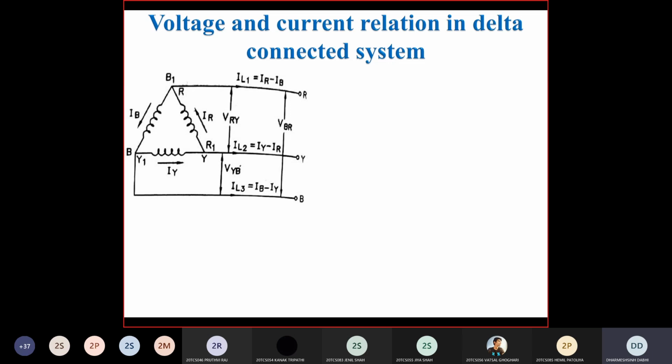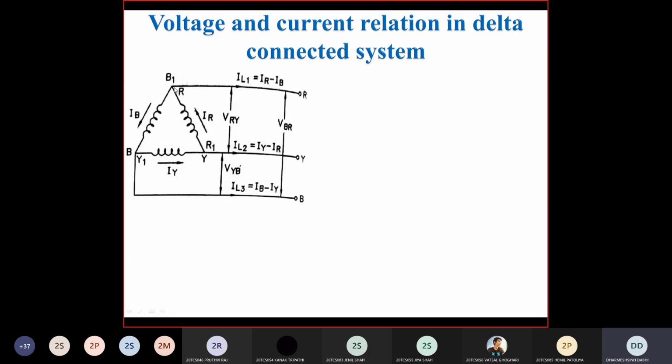Now next topic, voltage and current relation in delta connected system. As you can see here in the delta connected fashion, again there are three phases R, Y and B. You can see the phase current in each phase. Phase R current is flowing IR, phase B current is flowing IB, phase Y current is flowing IY. Now what is the line current in each line? You can see that the line current flowing into line 1, that means IL1, is a difference between the phase currents IR and IB.